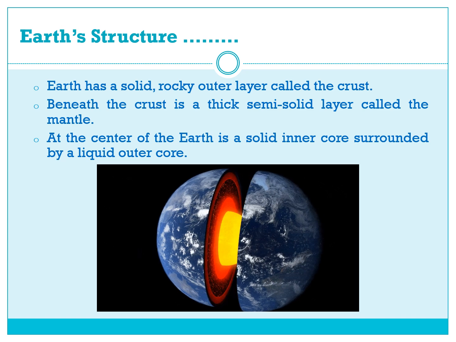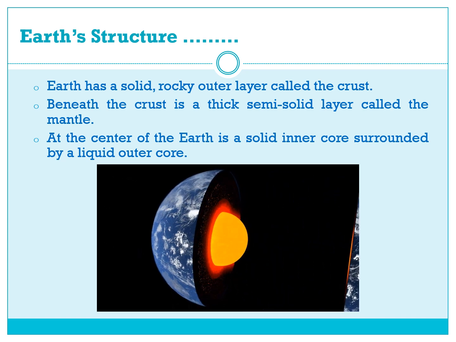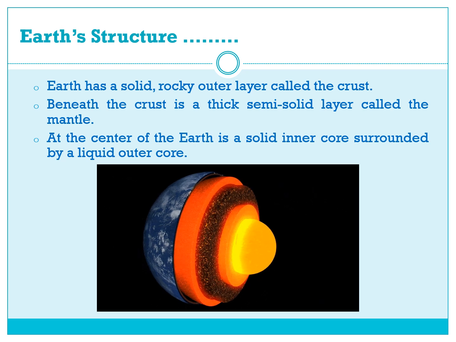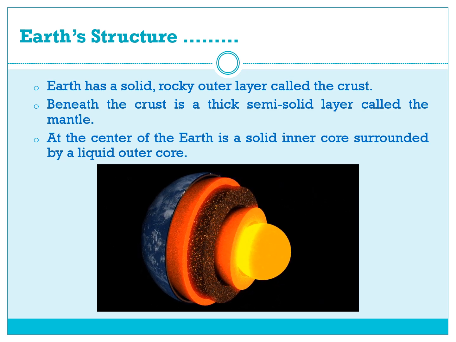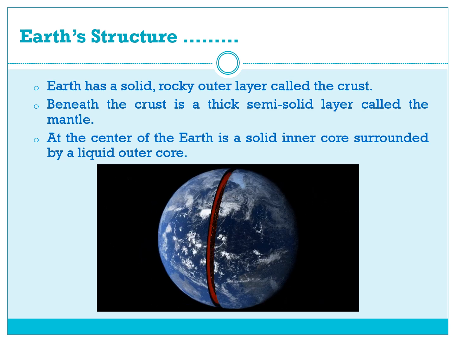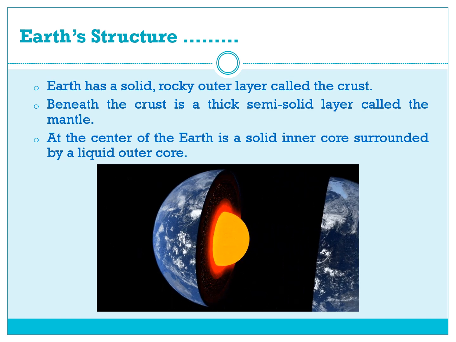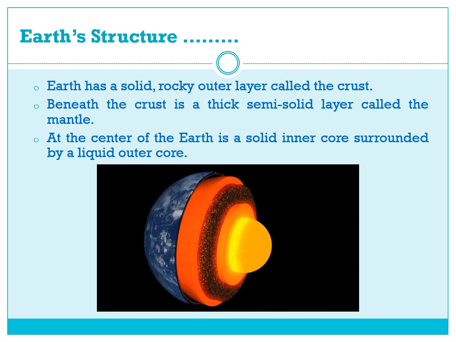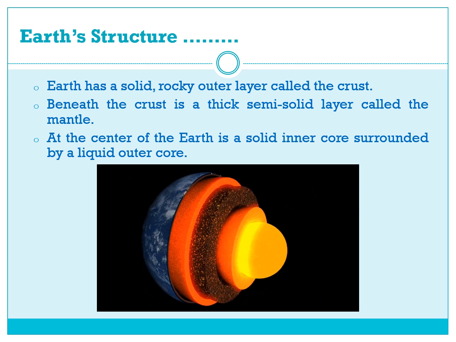Earth's internal structure. Earth has a solid rocky outer layer called the crust. Beneath this crust is a thick semi-solid layer called the mantle. At the center of the Earth is a solid inner core surrounded by liquid outer core.